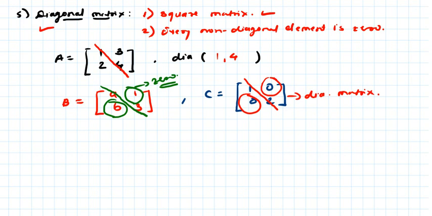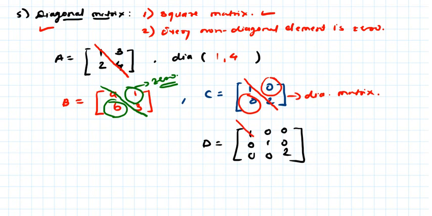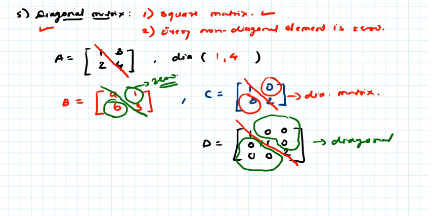Okay, we can see one more example for this. Suppose this is a matrix D: 1 0 0, 0 1 0, 0 0 2. Now what is the diagonal of this matrix? The diagonal is 1 1 2, and all the non-diagonal entries are equal to 0. So it is a diagonal matrix.